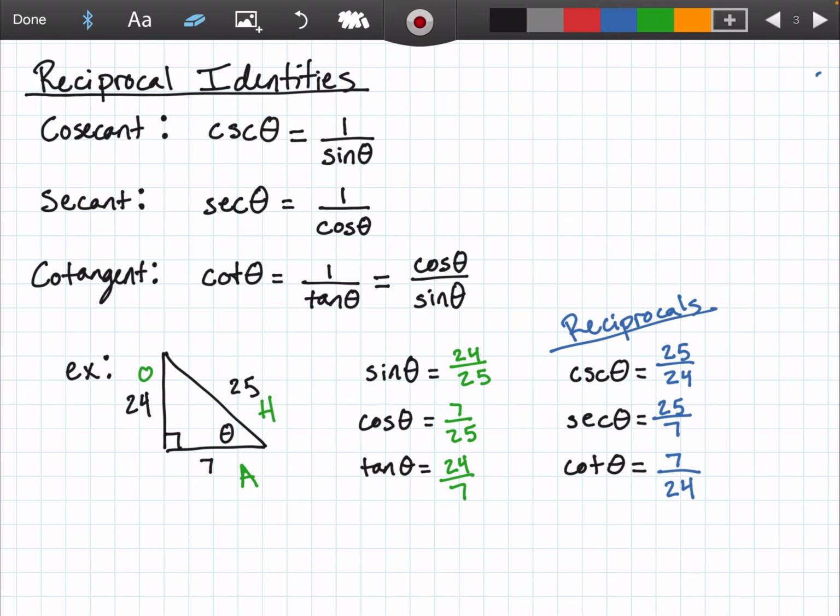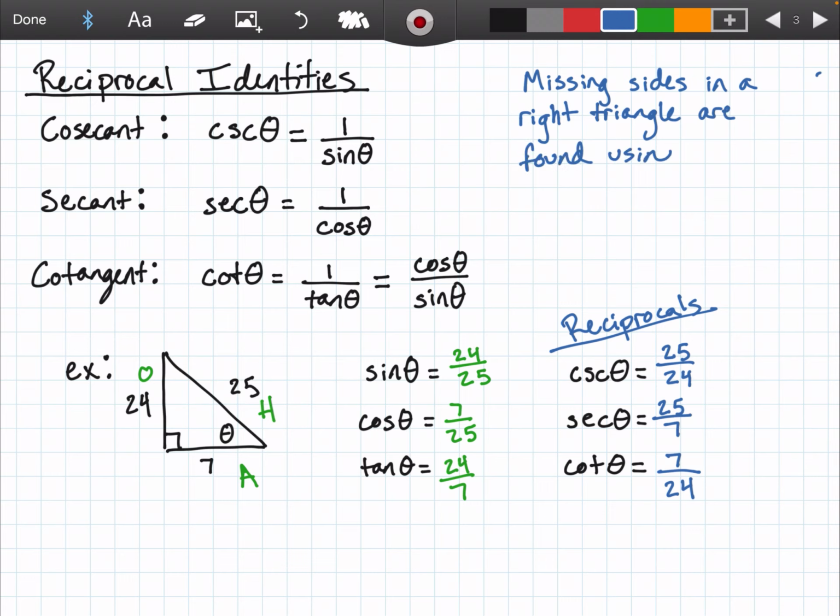Just remember also missing sides in a right triangle are found using Pythagorean theorem. Just as an FYI. Okay, that's basic reciprocal identities.